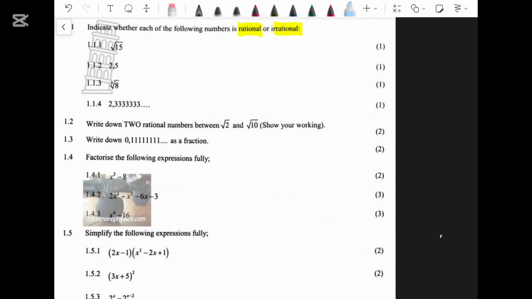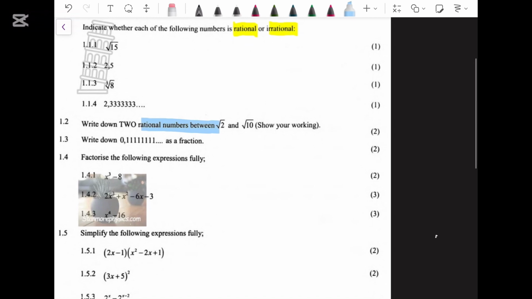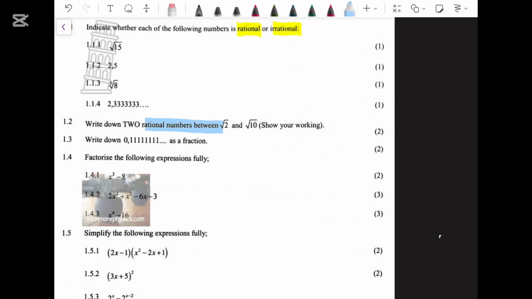Write down 2 rational numbers between the square root of 2 and the square root of 10. With this one, you need to know your perfect squares. Square root of 1, 1 is a perfect square. We have square root of 4, 4 is a perfect square. Square root of 9, square root of 16, square root of 25, square root of 36, square root of 49, and so on and so on.